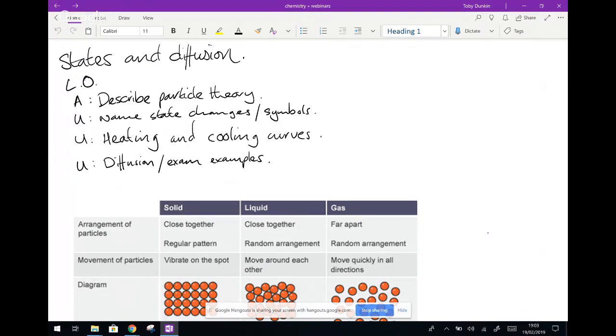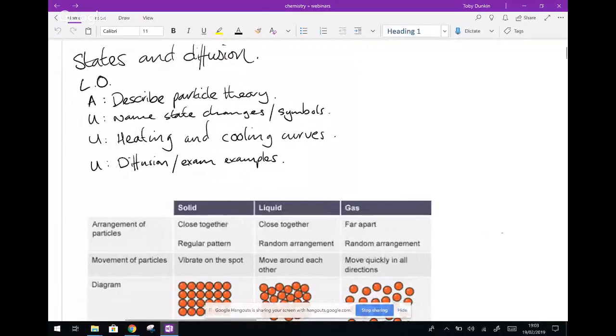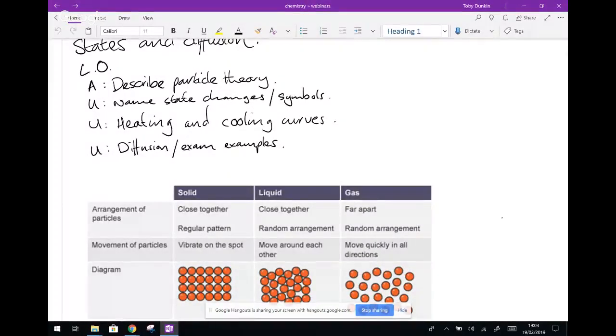In today's session, I'm going to be covering 4 learning objectives. We're going to describe particle theory. And can I just say that this is actually one of the poorest answered questions that are commonly asked on GCSE exams. So we're going to discuss those. Name state changes in symbols. And then do heating and cooling curves. Most people have forgotten heating and cooling curves.